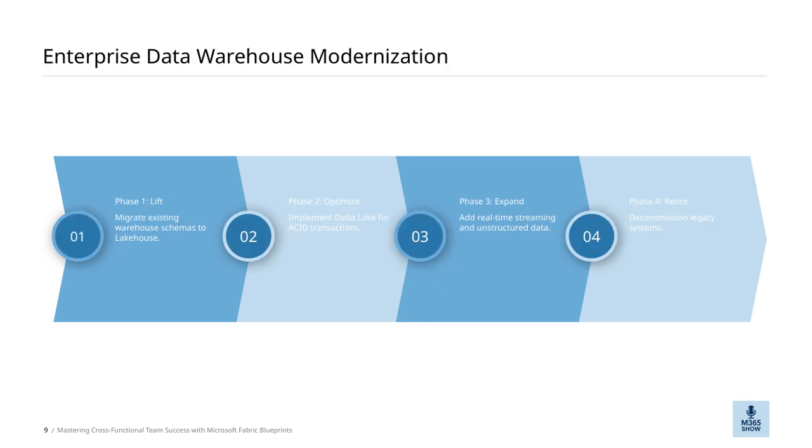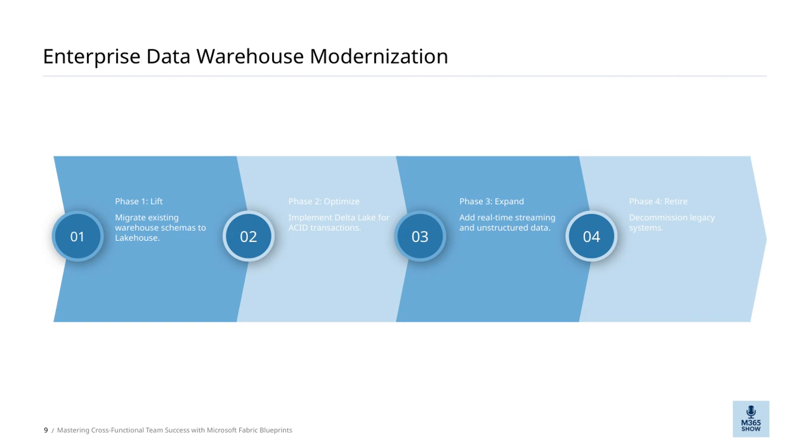Now, let's delve into the key steps involved in our enterprise data warehouse modernization journey. First, we focus on migrating our existing warehouse schemas to a lakehouse environment. This is crucial because it allows us to unify structured and unstructured data in one scalable platform. Next, we implement Delta Lake, which is vital for ensuring ACID transactions. That means reliable, consistent data updates that are essential for business operations.